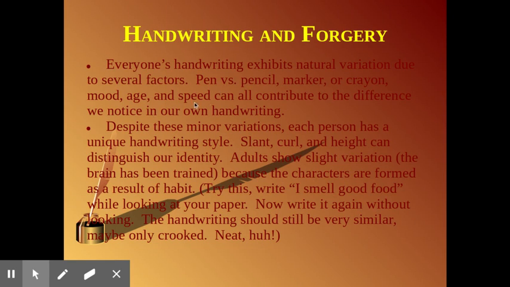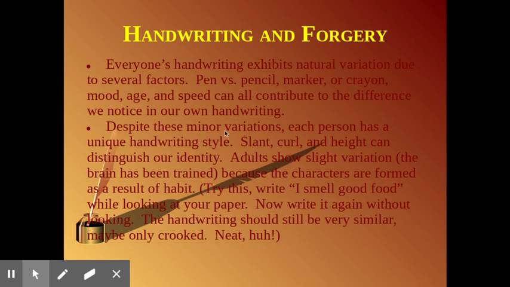Some of the things that can affect it: am I using a pen or a pencil, marker, crayon? What tool are you using to write? My mood. My age has changed, obviously, and my handwriting has changed as I've aged too. Speed. If I'm taking notes really quickly, that's definitely going to look different than if I am writing out a thank you note to my grandma and being very careful about it.